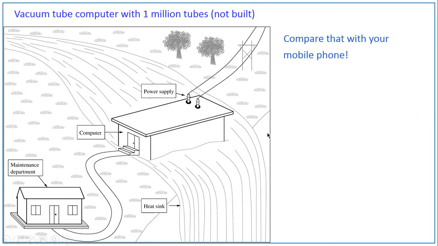Alright. And now compare that computer with the mobile phone that you carry in your pocket or your purse. So that was a short review of how electronics has progressed so far, and now it is time to get down to the basics and understand how things work.